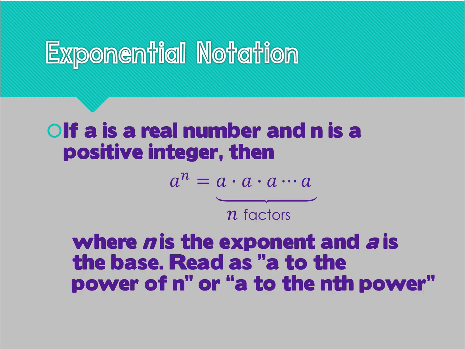So again, if a is a real number and n is a positive integer, then a to the n translates to a times itself n times, or n factors. N is the exponent. It's read a to the power of n or a to the nth power.